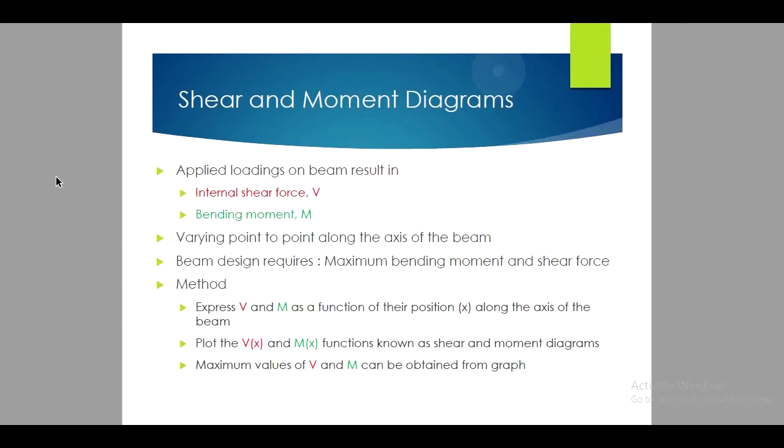These applied loadings result in two types of reactions on the beam. One is an internal shear force and the other is a bending moment that is exerted on the beam. This force and moment vary from point to point along the axis of the beam. So what do we do in a shear and bending moment diagram? We express this internal shear force V and bending moment M as a function of their position along the axis of the beam. What's its advantage?